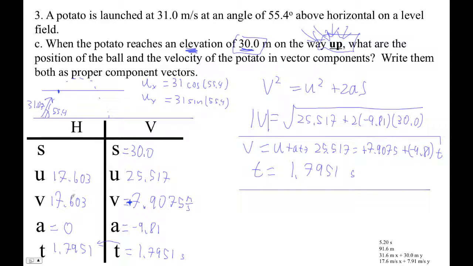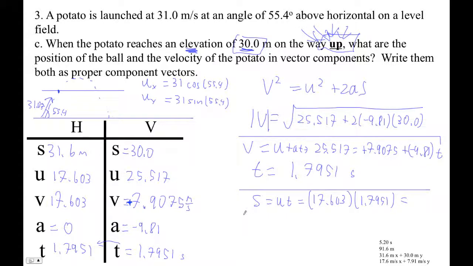S equals ut. So that's going to be this guy times this guy. That equals 17.603 times 1.7951. Okay, so alpha A times 1.7951. I'm getting 31.599. And I'll just round that to 31.6 because it really wants to be rounded.